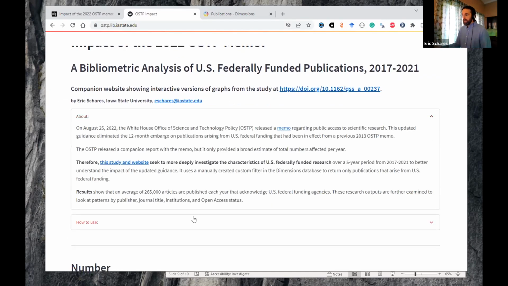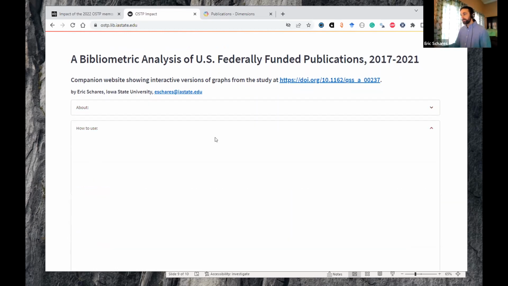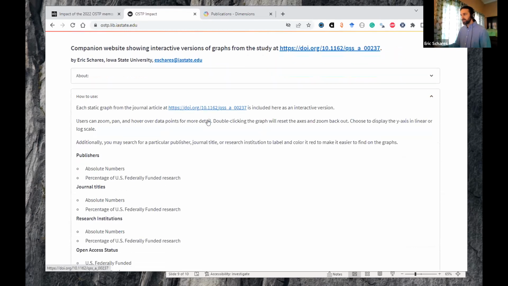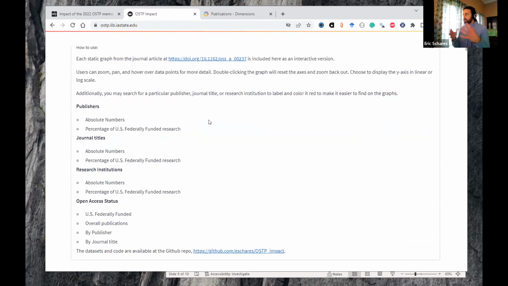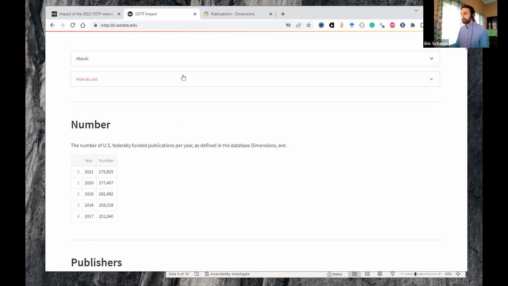So we start with just kind of an about. This is a really shortened version of a lot of the good stuff that Shannon talked about at the beginning, kind of the motivation and the background behind how this idea came to be. And then how to use tries to kind of lay out the structure of the website, what we're going to talk about. So we'll look at publishers, and then journal titles, research universities or institutions, and then we'll talk about open access status at the bottom.